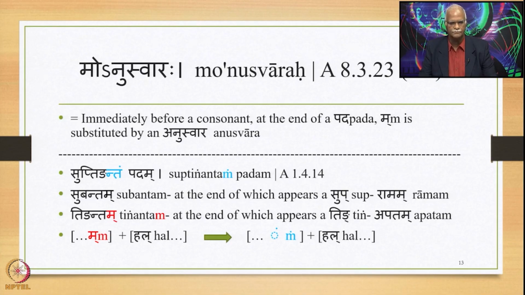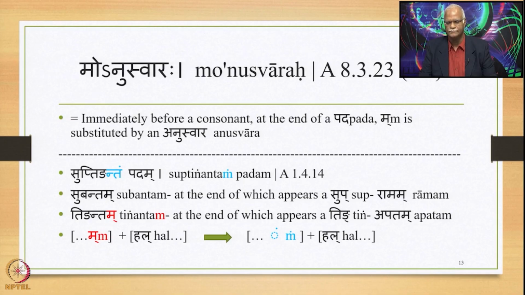Similarly, Tingantam, that at the end of which appears a tin is called Tinganta. For example, Apatam. Apatam is the imperfect past tense of the verbal root pata. This is first person and singular, Apatam. So Apatam is a Tinganta, Ramam is a Subanta, and Ma appears at the end of these Subantas and Tingantas.